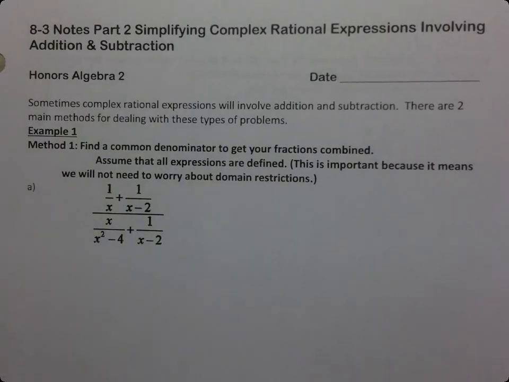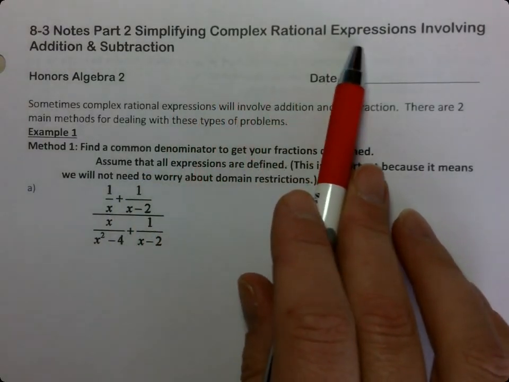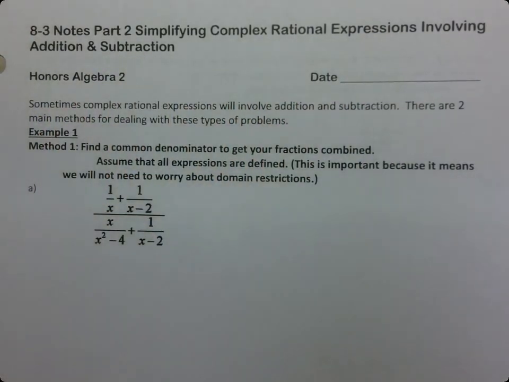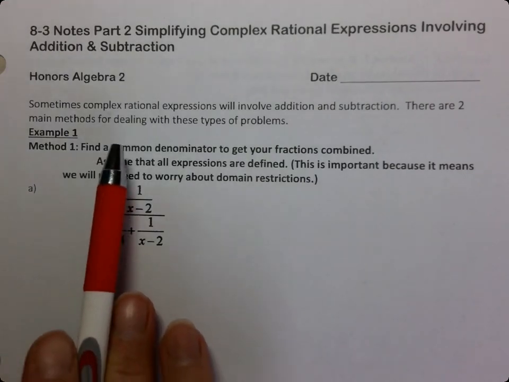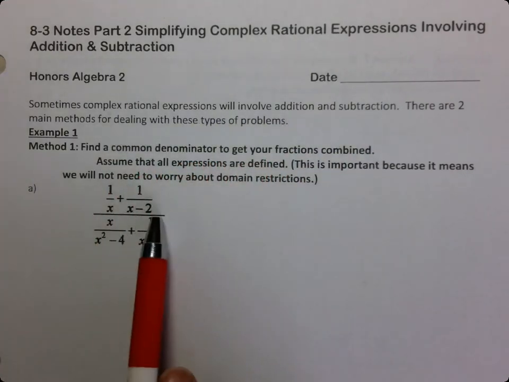So we're looking at 8.3 notes. This is part 2. We are simplifying complex rational expressions that involve addition and subtraction. What I need you to understand is you're not going to do all of this at once. We are doing several small problems to get to the point where we can manipulate it with a fraction divided by a fraction. So if you look at this, the complex ones can involve addition and subtraction.